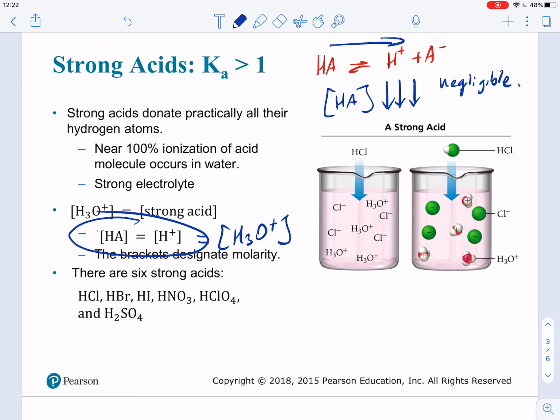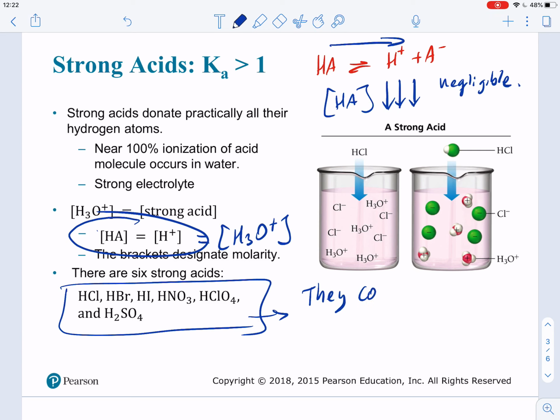From 170, you should have memorized this, but here we go again. These are the 6 acids that we consider strong. Strong meaning they completely dissociate.